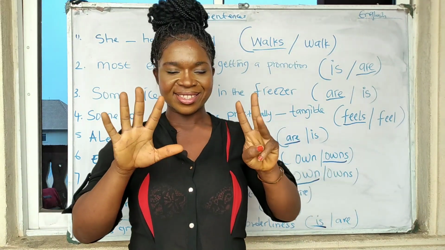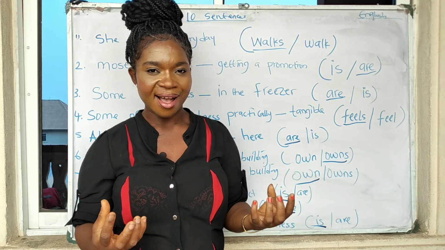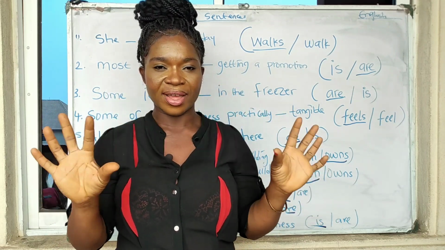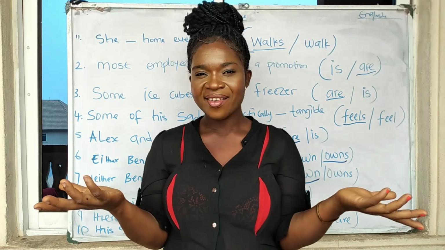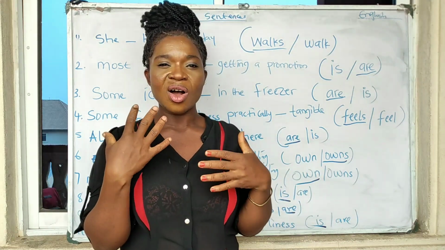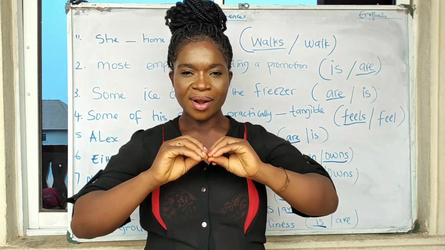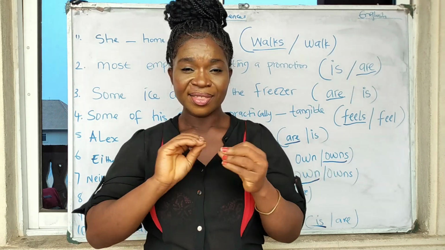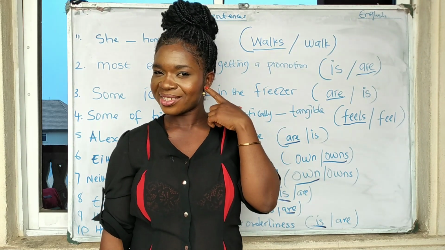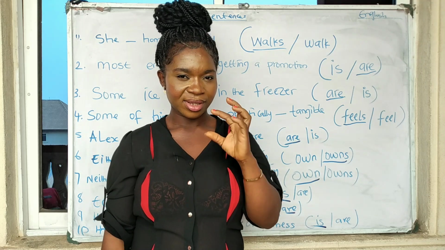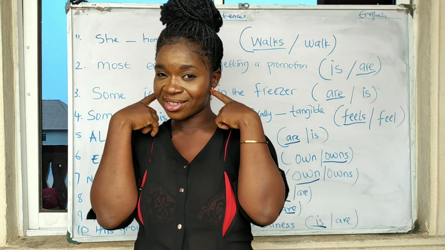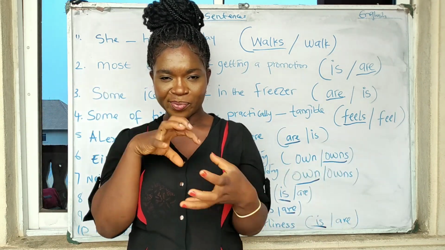Rule number 8: some countable nouns only have plural form, and for that reason they only take plural verbs. Proceeds, earrings, goods, and others. So they always have plural form, and for that reason they only take plural verbs. If I choose to say this is my earrings, it doesn't sound put together, but when I say these are my earrings, it goes perfectly compatible, right?